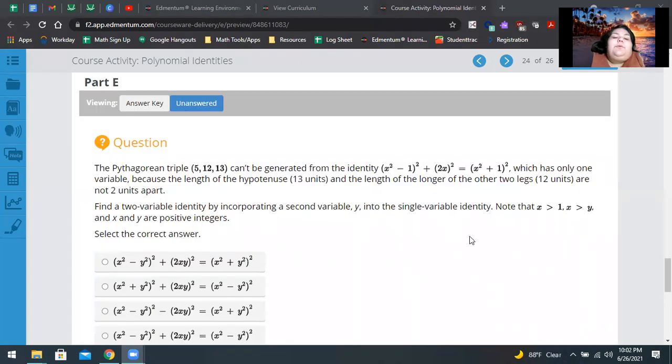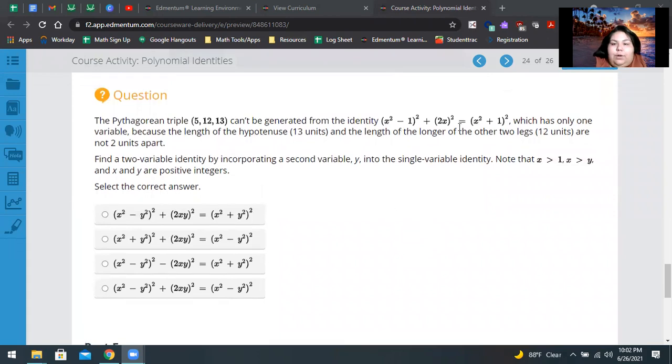So it says the Pythagorean triple 5, 12, 13 can't be generated from the identity x squared minus 1 plus 2x squared is equal to x squared plus 1, which has only one variable. Because the length of this hypotenuse is 13 and the longer of the other two legs is 12 units and they are not 2 units apart, find a two variable identity by incorporating the second variable y into the identity. So based off of this equation here, we're going to apply the y.